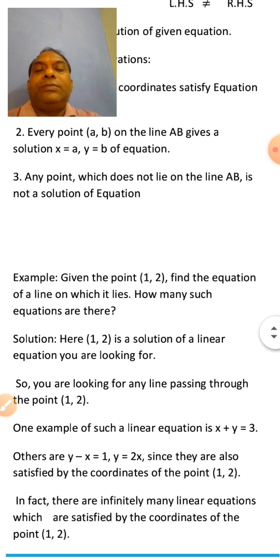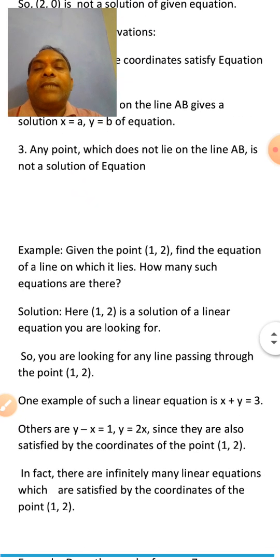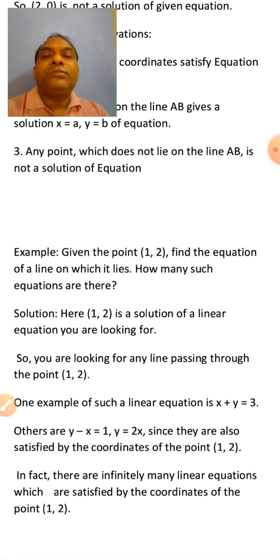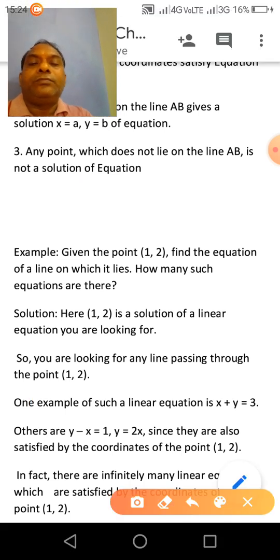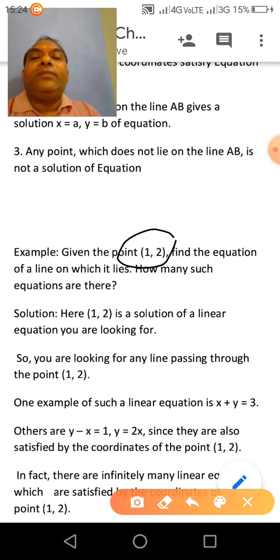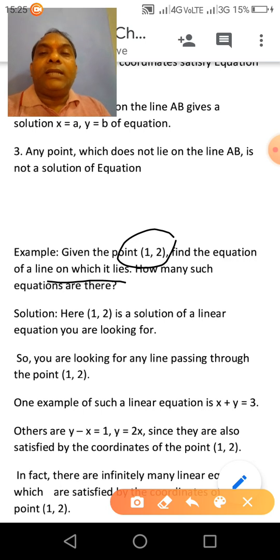Now see the example. Given the point (1, 2), find the equation of the line in which it lies. It means here you have to find the equation of the line on which the given point lies. Means you have to find the equation of the line which is satisfied by the point (1, 2). Clear?